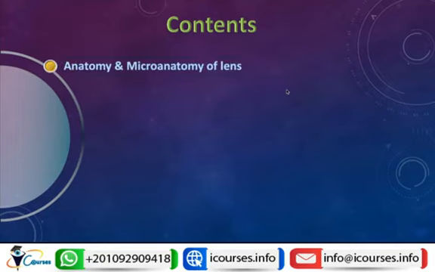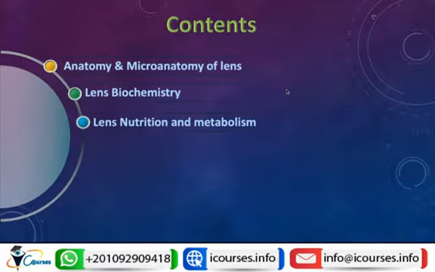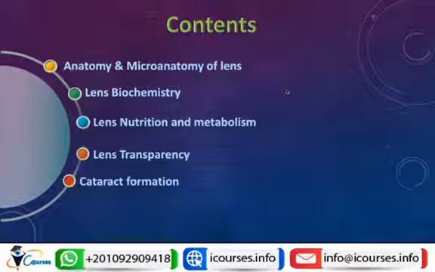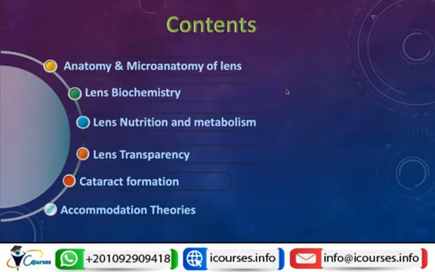So we'll start with the anatomy and the microanatomy of the lens. Then we will study the lens biochemistry. Then we'll pass by the lens nutrition and learn the different metabolic pathways that are used for supplying lens nutrition. Then we'll talk about the mechanisms that maintain lens transparency and the mechanisms that cause cataract formation, or cataractogenesis. Then finally, we will end with the accommodation theories.